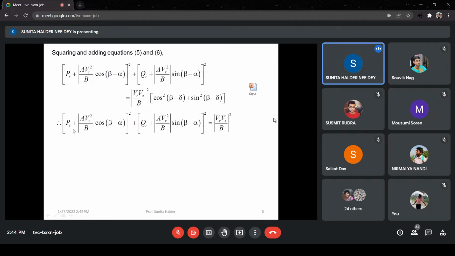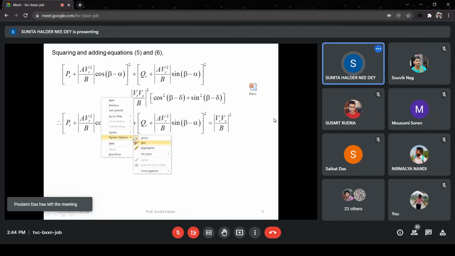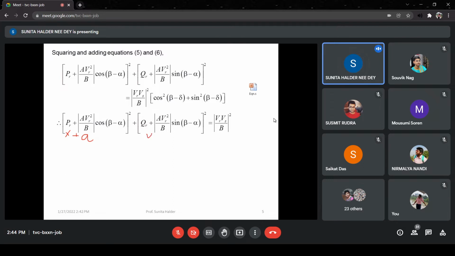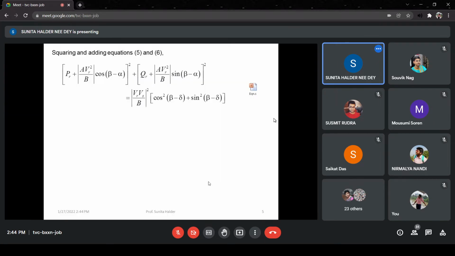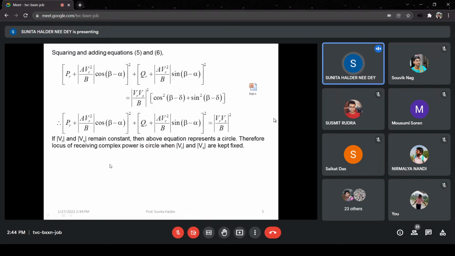Now you see, if P is x, then x plus something constant, x plus a whole square, plus y plus b whole square, equals some c square. So this is an equation of a circle. So the receiving end power locus will be a circle when delta is varying, keeping the magnitude of VR and VS constant. So that's why it is a locus. That's why it is called the power circle diagram. So it will be a constant circle.